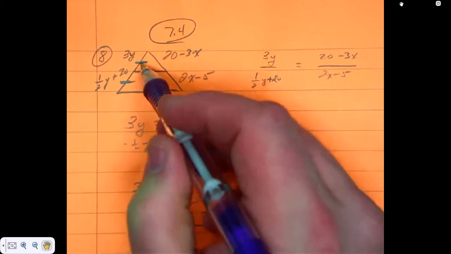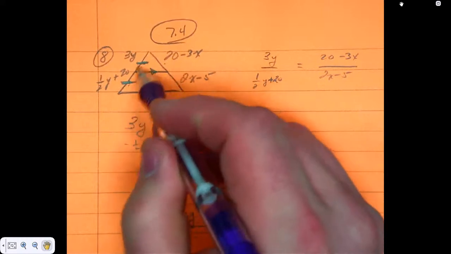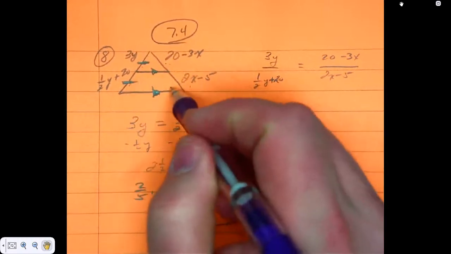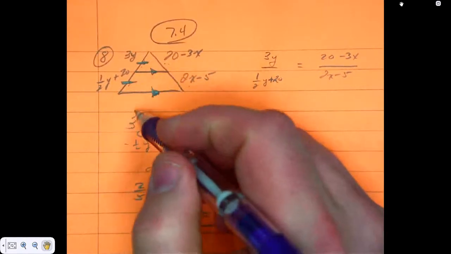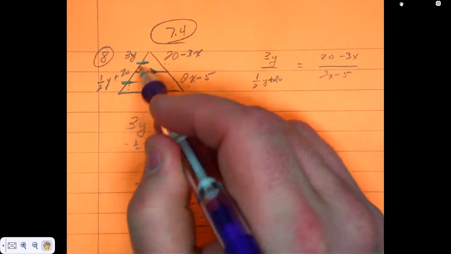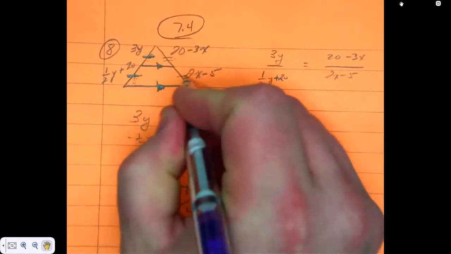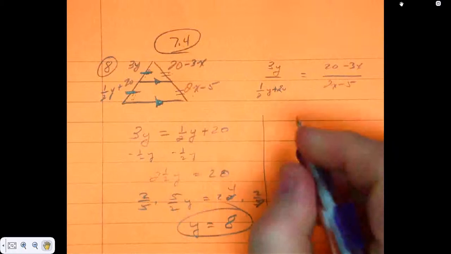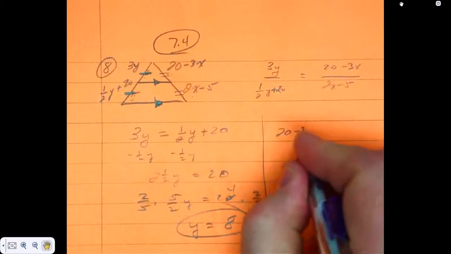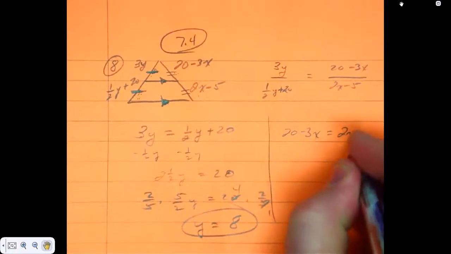Now, here's my deal. We do know that these ratios have to be equal, don't they? What's the ratio of this one to this one? 1 to 1, isn't it? So if these two are congruent, what do these have to be? So 20 minus 3x is equal to what? 2x minus 5.